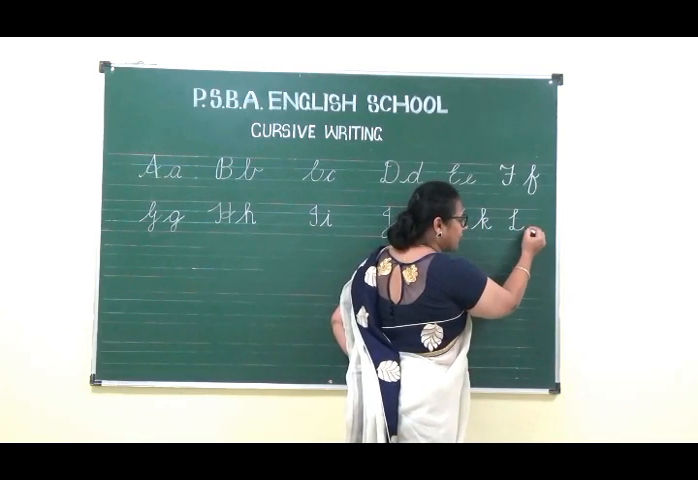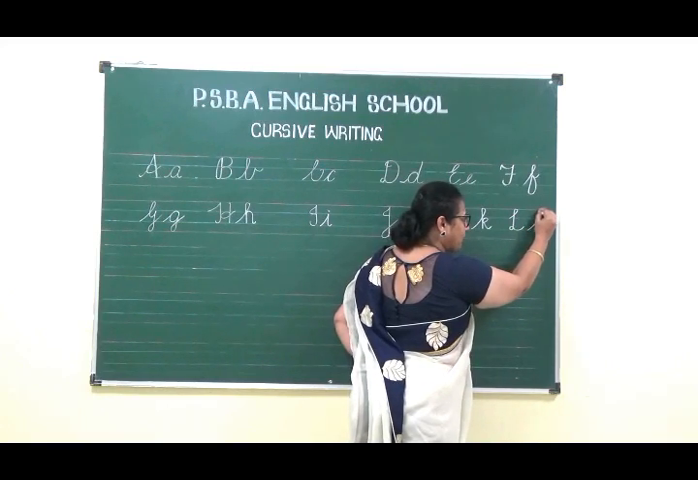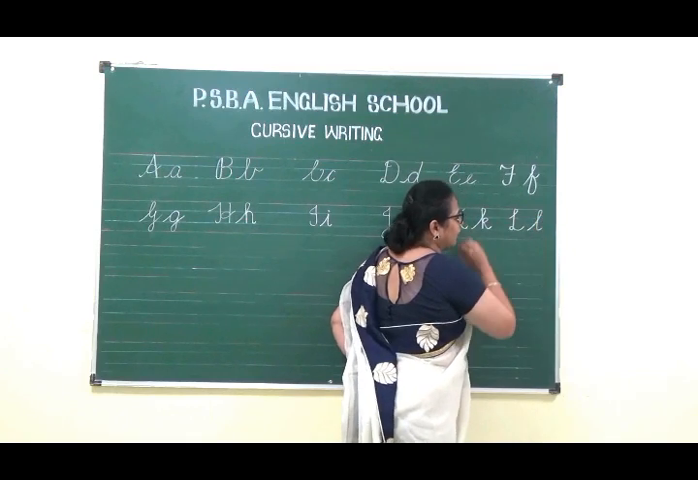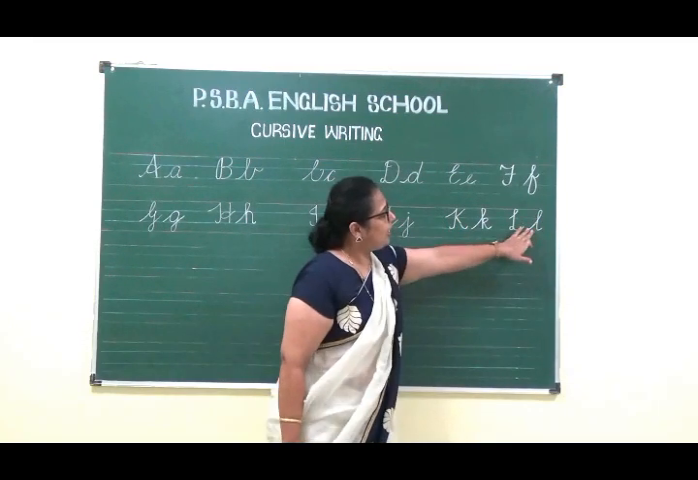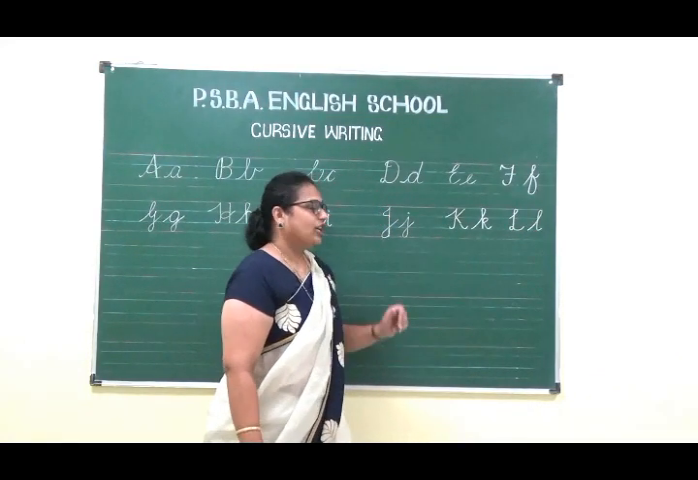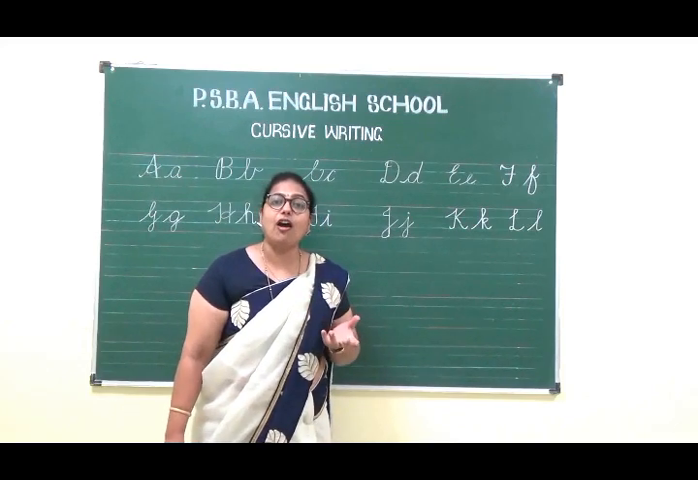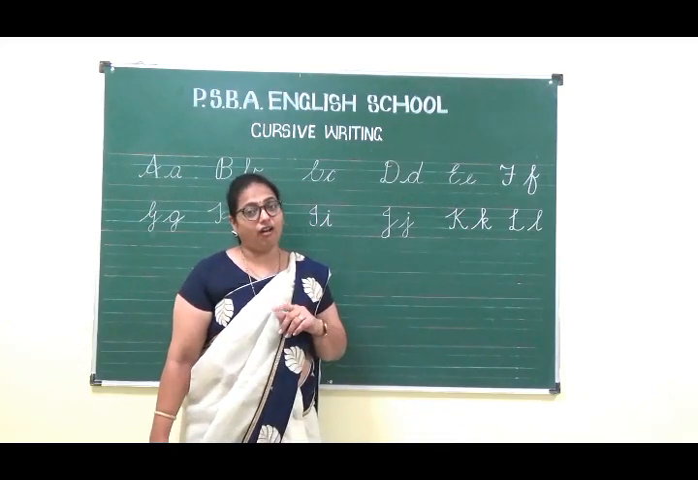And small cursive L, draw a slanting line from third to first. Come down with a bubble and draw a small curve. This is small cursive L, capital cursive L. Alright? L says L. L for lion.